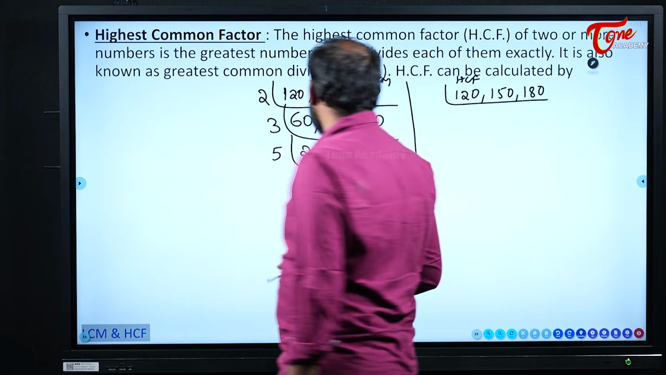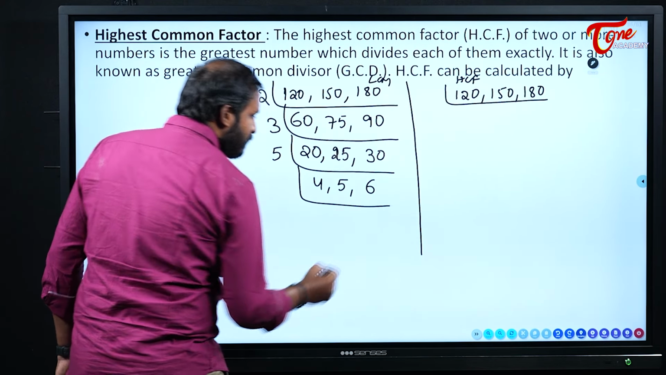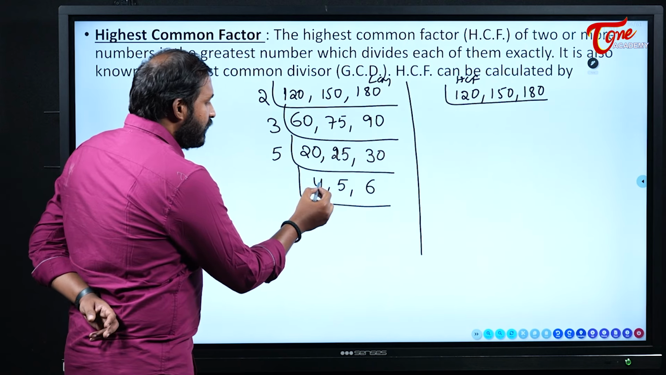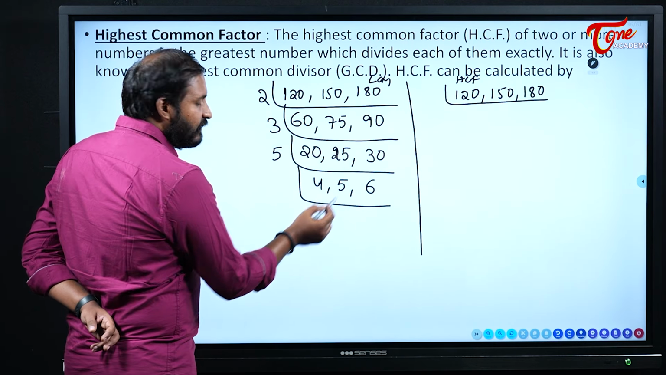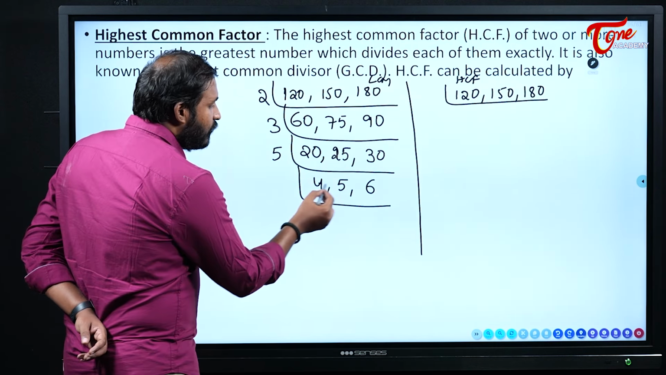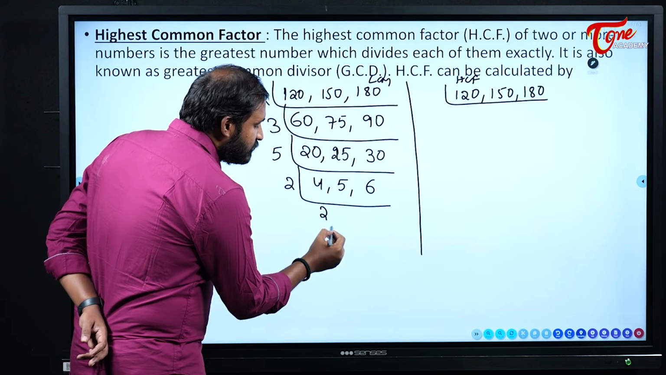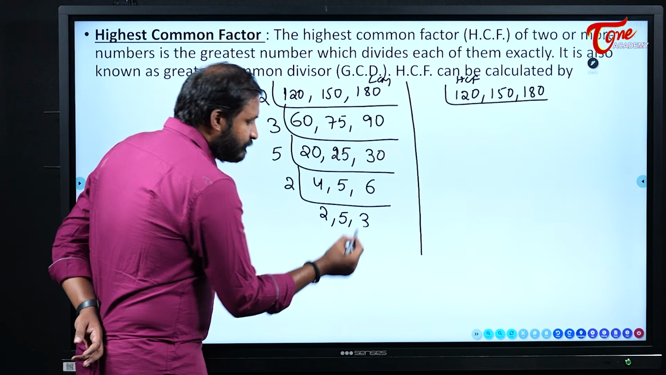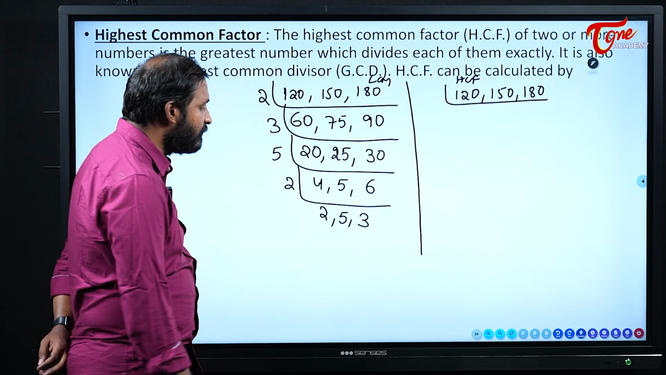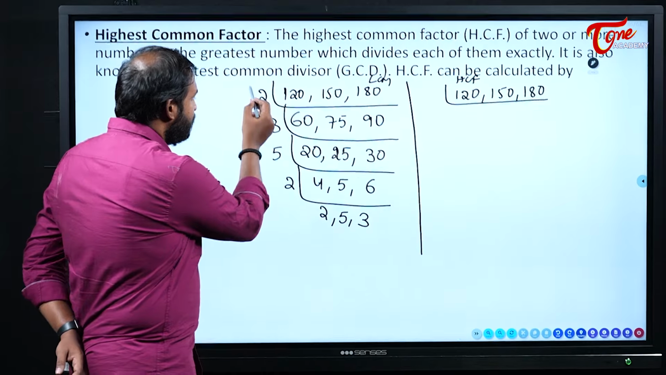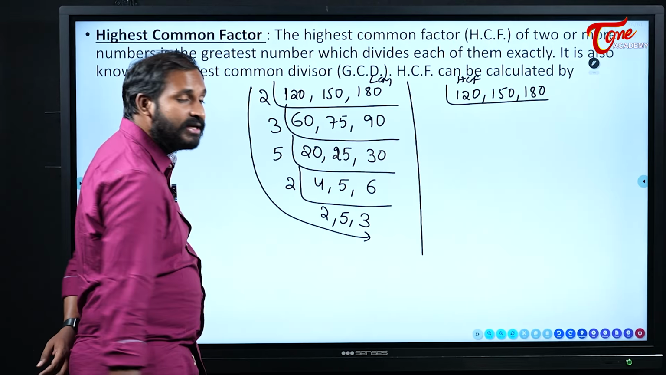So if it is LCM, please observe here. Here 4 and 6 are there and 5 is a prime number. But 4 and 6 are divisible by 2, so I can take 2. So 2 2s, 5s and 3s. So now I got all the prime numbers, right? I can do this process. I will multiply all these numbers and I will write my LCM.